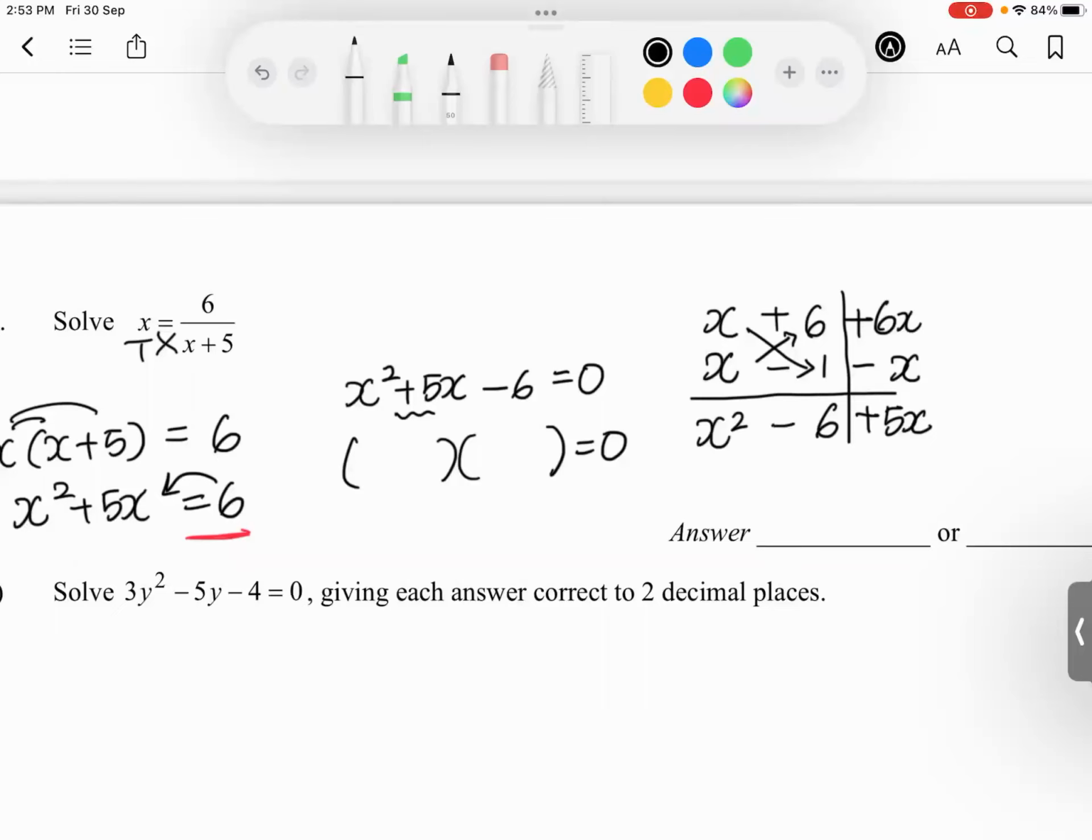For students who use a sharp calculator or whichever, your numbers may not be easy to find the answer. So I think you better practice a little bit more. Okay, so this one will be x plus 6. The other one will be x minus 1.